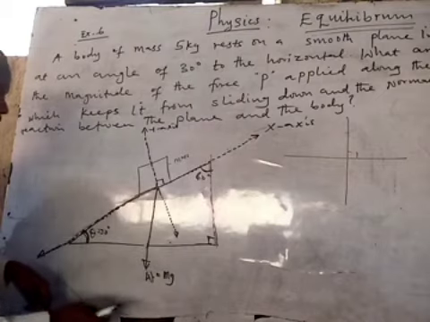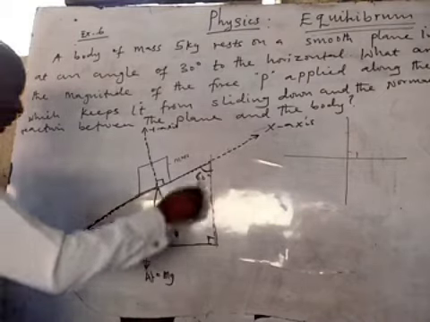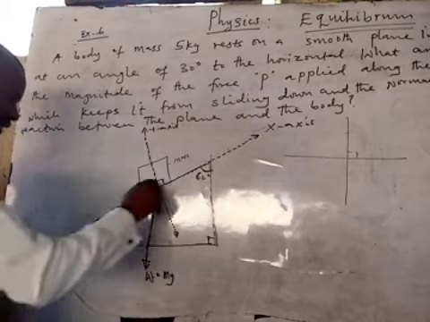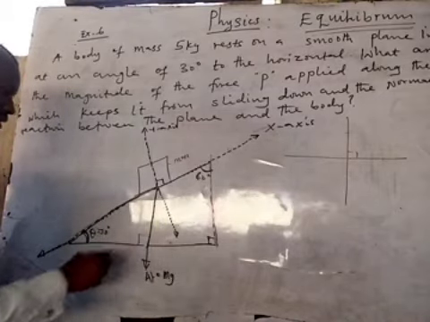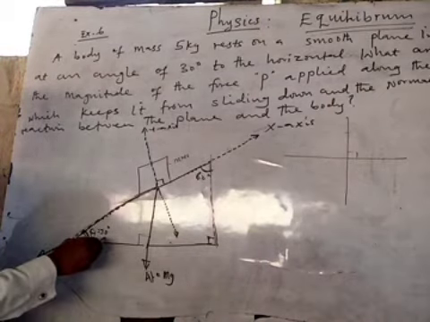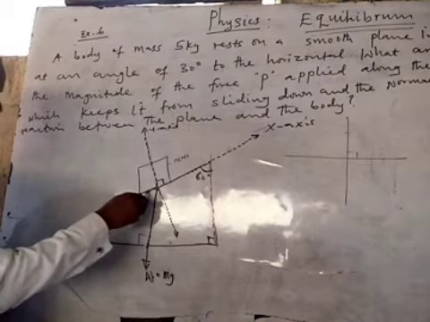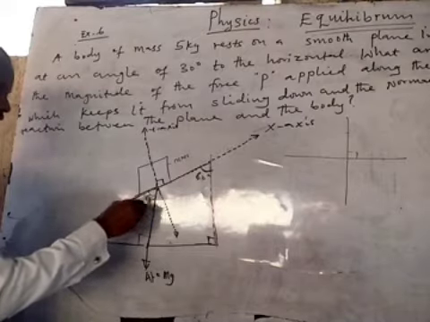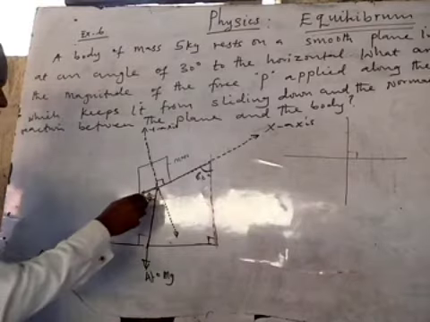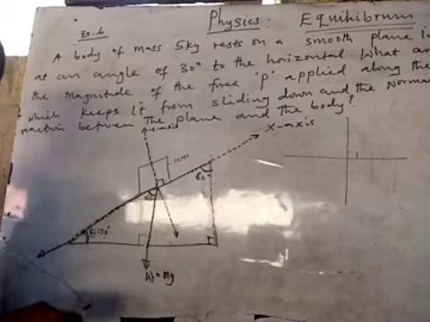Alright? So if that's the case, that means that if this bigger triangle here is right angled, this small triangle here should also be a right angle triangle. So if this angle here is 30 and here is 90, this angle here should be what? Should be 60 degrees.